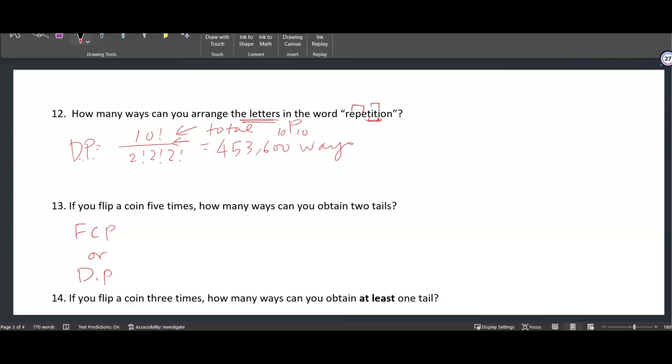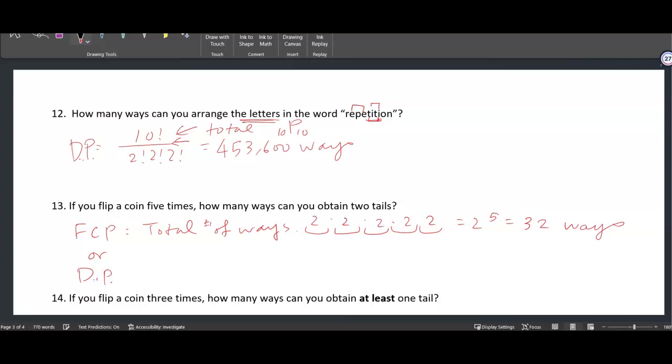Okay, so number 13, remember when do we use the fundamental counting principle and when do we use the distinguishable permutation? The fundamental counting principle is when you are asked for the total number of ways, of all different kinds. In this case that will be 2 times 2 times 2, because for each flip you have head or tail, so the total number of ways will be 2 to the 5th, or 32. But think again, is this what they are asking?